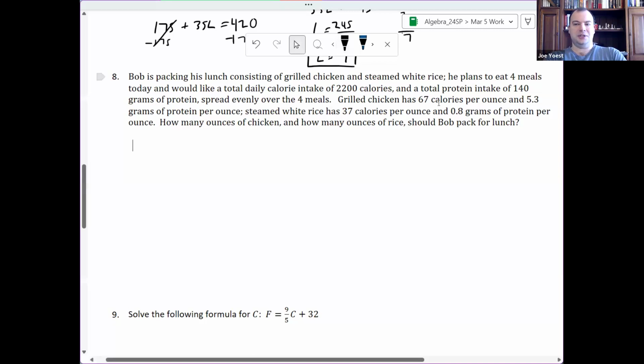Grilled chicken has 67 calories per ounce and 5.3 grams of protein per ounce. These are actual numbers for these items. Steamed white rice has 37 calories per ounce and 0.8 grams of protein per ounce. How many ounces of chicken and how many ounces of rice should he pack for his lunch so that he meets his calorie and protein intake goals?